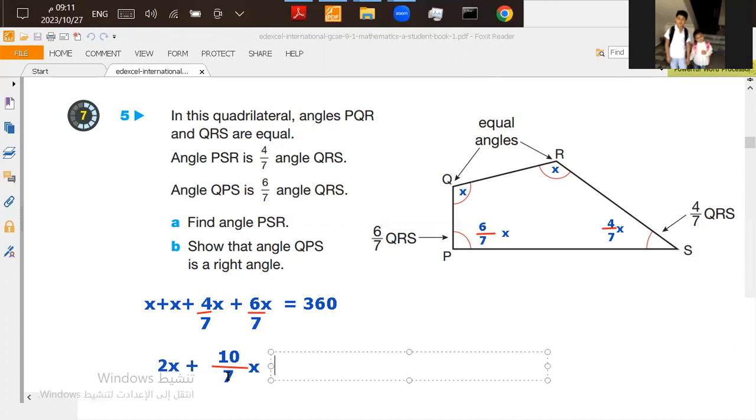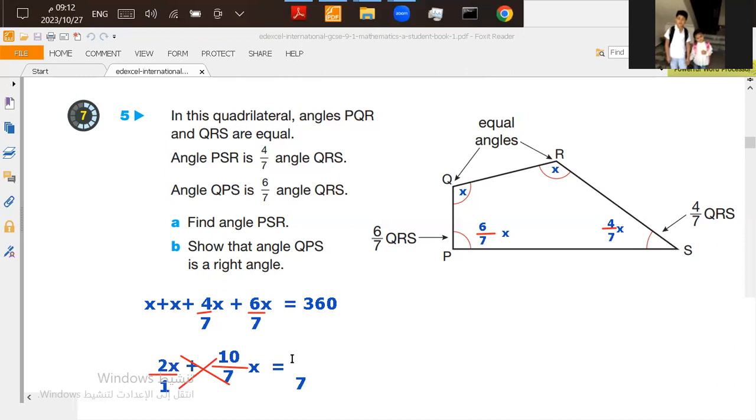Or you can make the denominators the same, which is 7. You put 1 here. I'll show you how to do this. You make the denominator 1 here. It's 2 over 1. And then when you add them, you multiply the denominators. So 7 times 1 is going to be 7. And then after that, you do cross multiplying like this. So here we have 7 times 2, which is 14.